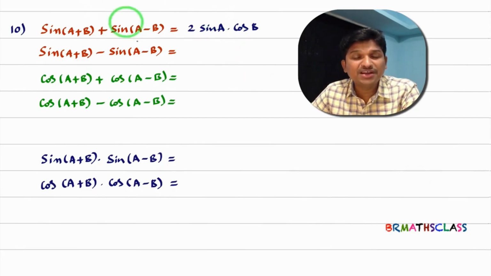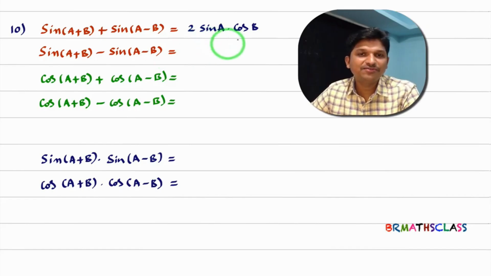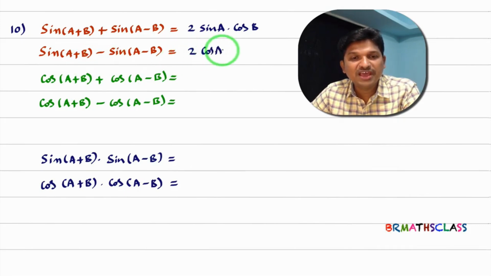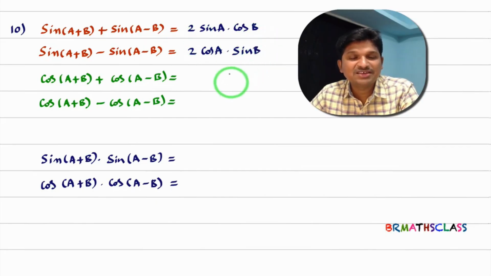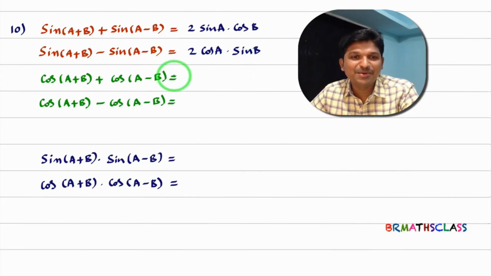Sometimes we use it from RHS to LHS. By seeing the question, you need to identify it is in the form of 2 sin A cos B. If it is in the form of 2 sin A cos B, you can write it as sin A plus B plus sin A minus B. So sin A plus B plus sin A minus B is what? 2 sin A cos B. Sin A plus B minus sin A minus B is 2 cos A sin B. These formulas are important. We use this from LHS to RHS as well as RHS to LHS. Whenever, while doing a problem, you see an expression like 2 cos A sin B, that can be written as sin A plus B minus sin A minus B.